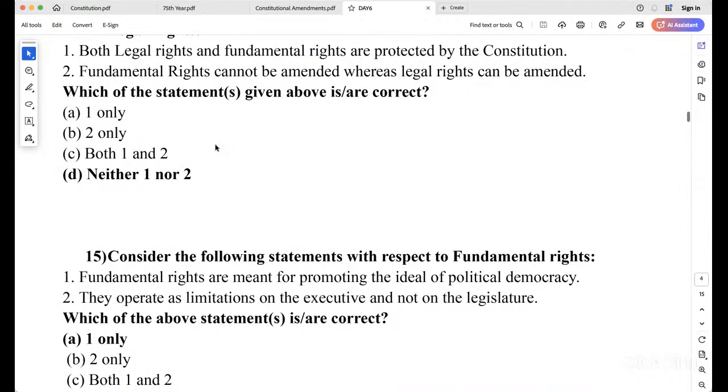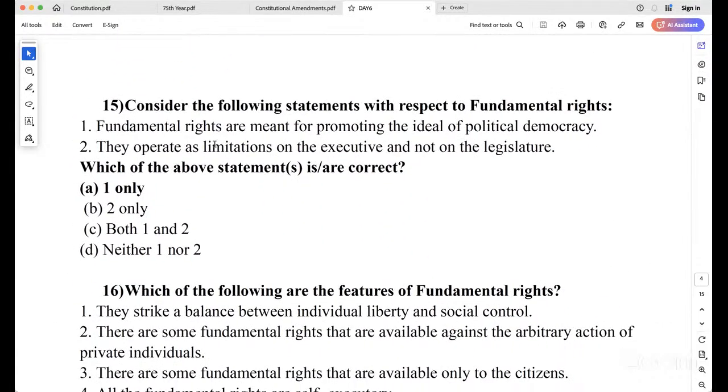Okay, next. Consider the following statements with respect to fundamental rights. Fundamental rights are meant for promoting the ideal of political democracy. True. They operate as limitations on the executive and not on the legislature. Correct? What is that article which places restrictions on legislature as well?